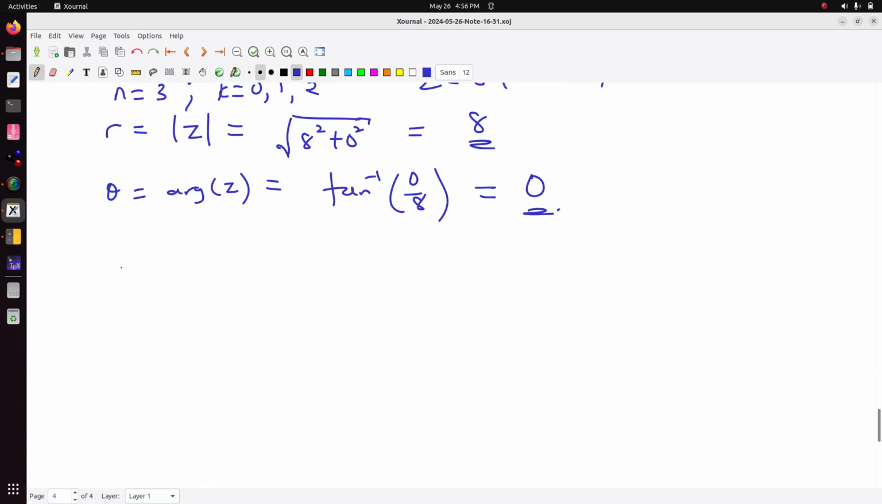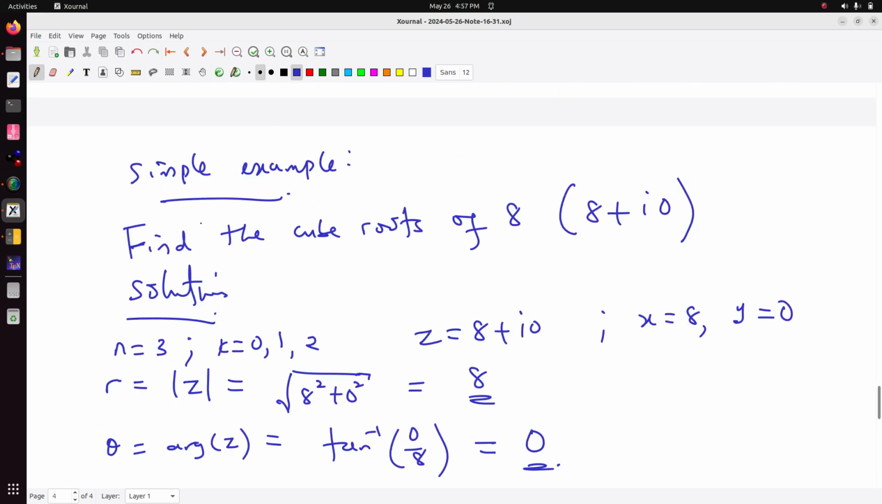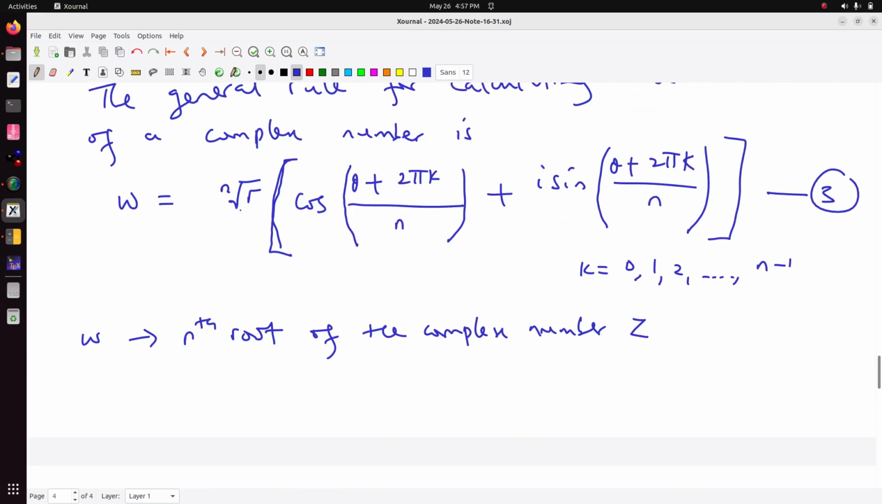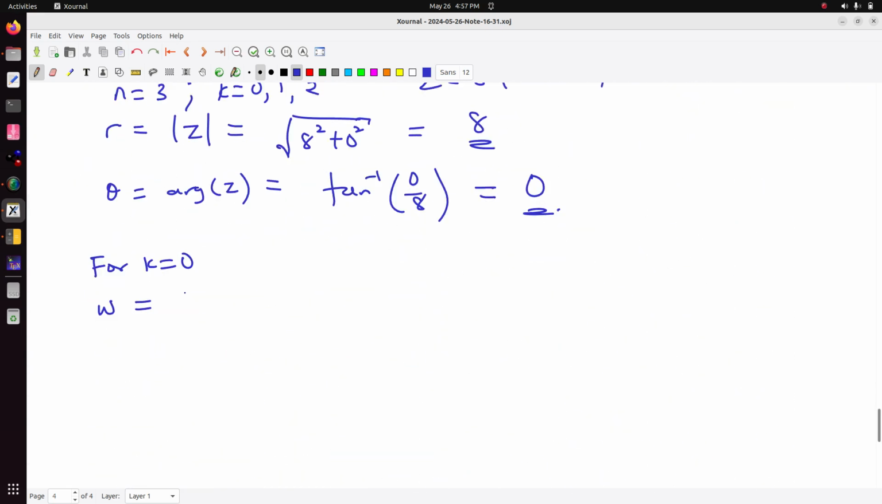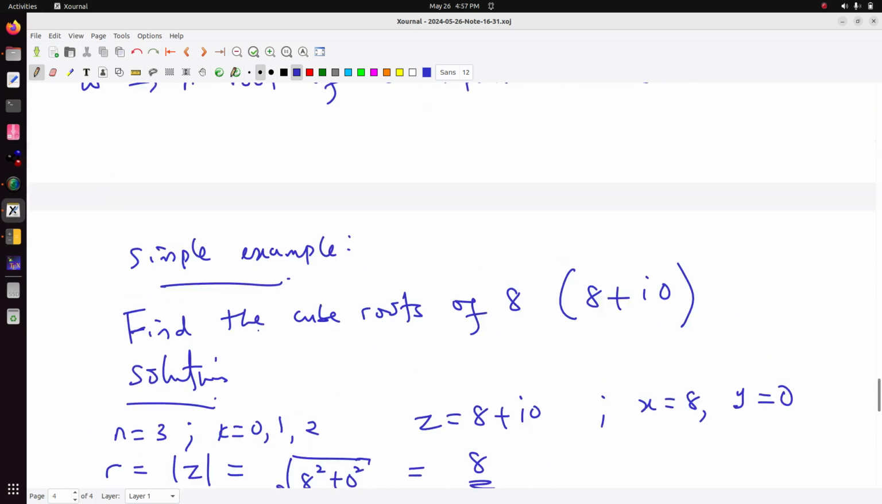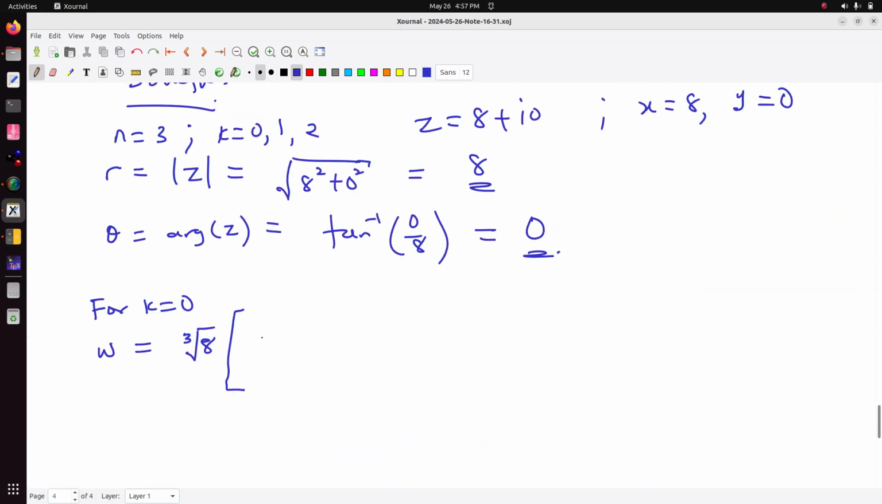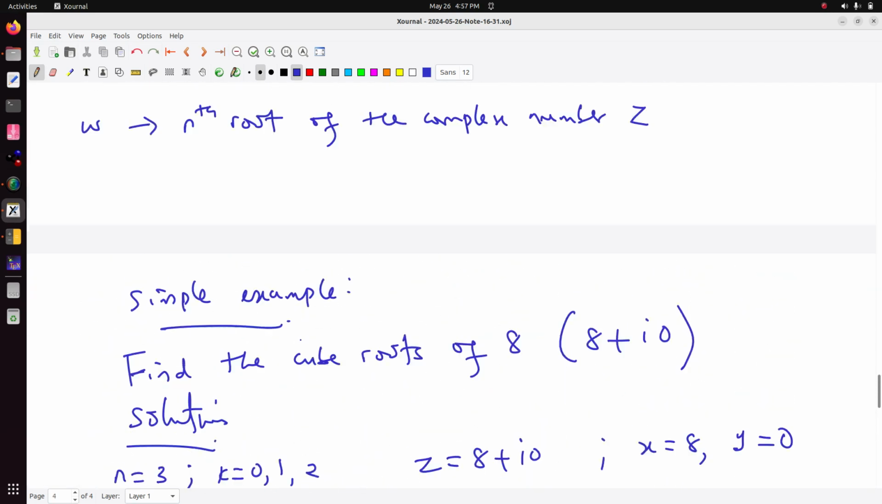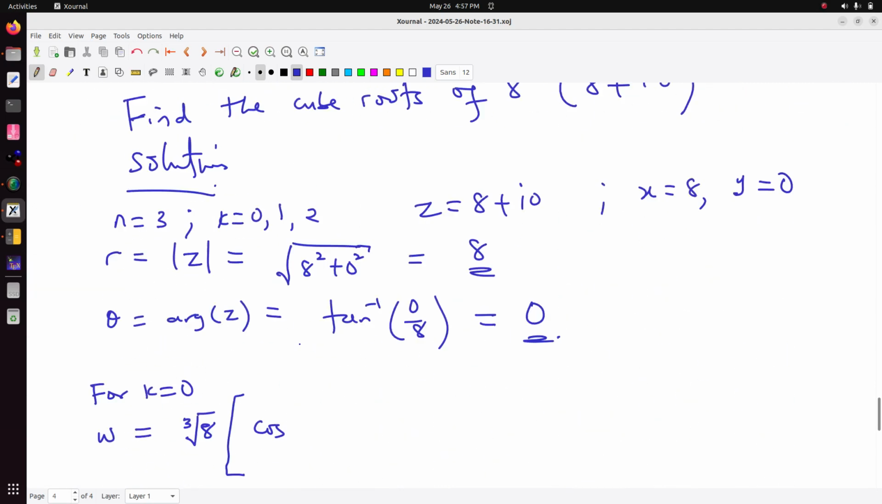Now, the first root is for k equals 0. So I told you k will run from 0 up to 2. So the first root is for k equals 0, and it is the nth root of r, which is the cube root of r. So the cube root of r is 8. Then open bracket, cos of theta plus 2 pi k over n.